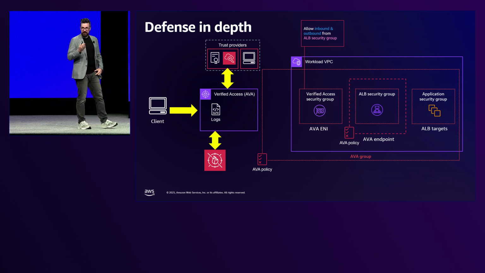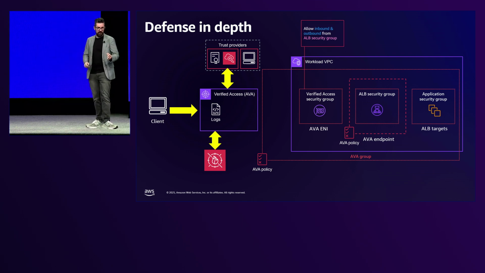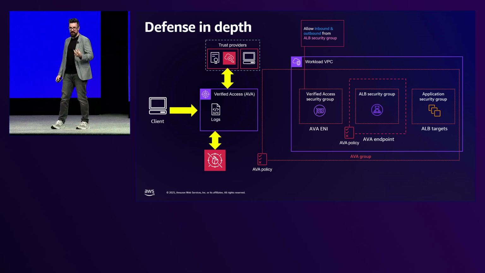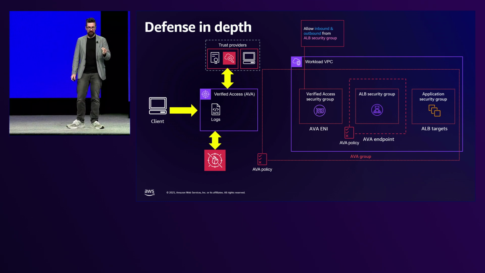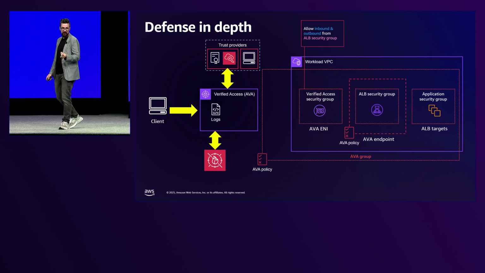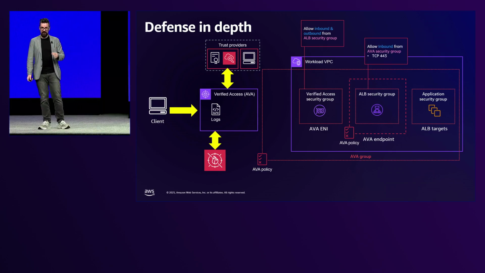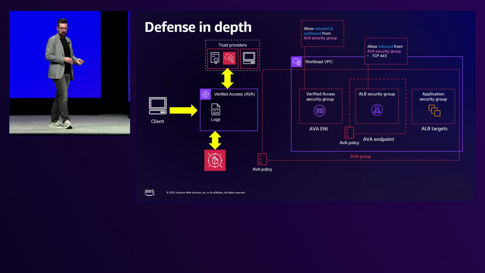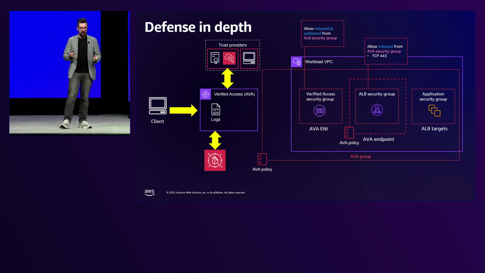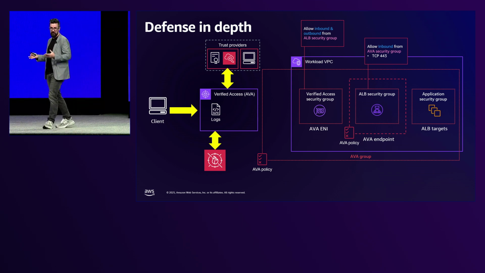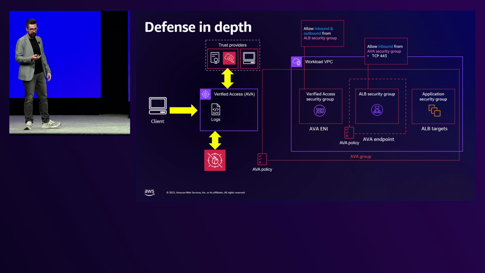Now we also need to think about the network level, because we still have our security groups here in play. When I created my verified access endpoint, that creates a network interface in the VPC. And so that network interface will have a security group associated with it. So we can allow inbound and outbound traffic from that security group, as well as to our ALB. We can allow inbound traffic from that verified access endpoint security group. Again, we're going to use referencing here.